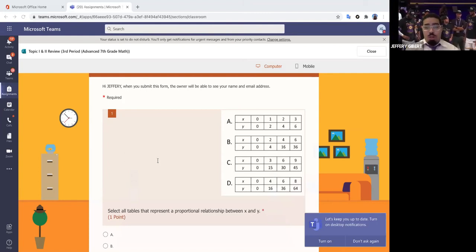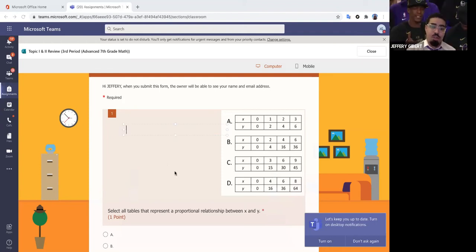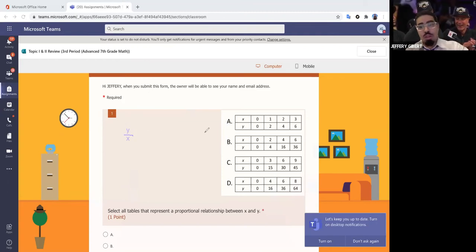All right, so on number 1, I'm gonna give you all 2 minutes to work on it. It says select all the tables that represent a proportional relationship between X and Y. So I'll just give you a little hint. You have a hint on the quiz, but on the test, the hint is you do Y divided by X for every single one on the table. But you don't have to look at 0, 0. You can look at all the other points and do Y divided by X. If you get the same answer for the whole table, it's proportional. If you don't get the same answer for the whole table, it's not proportional.